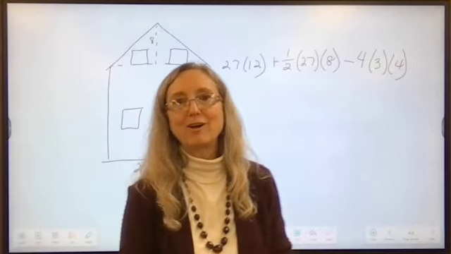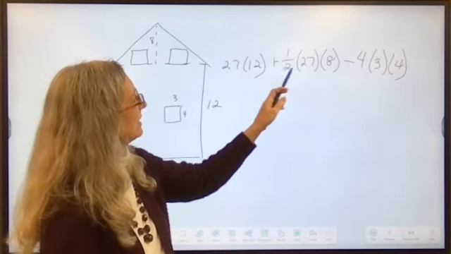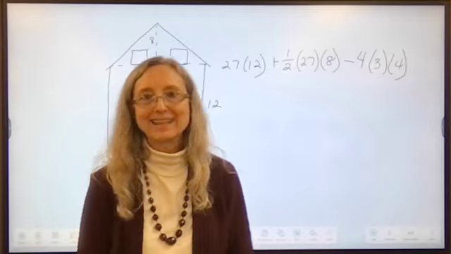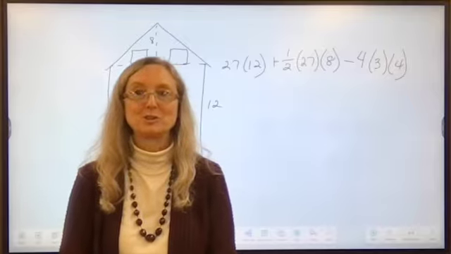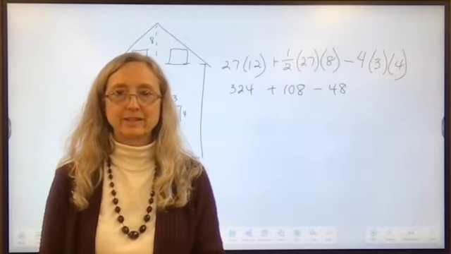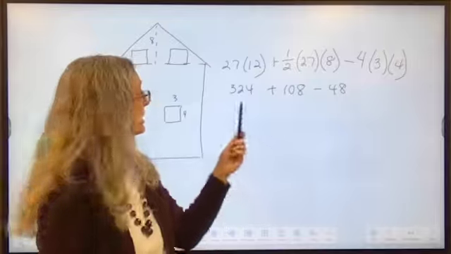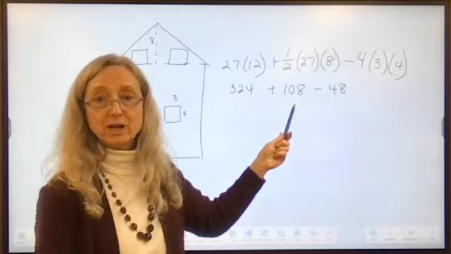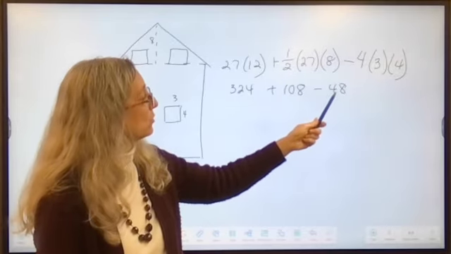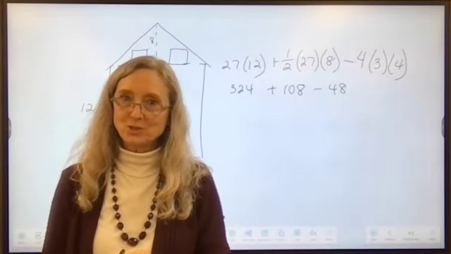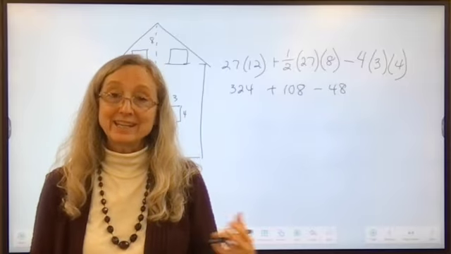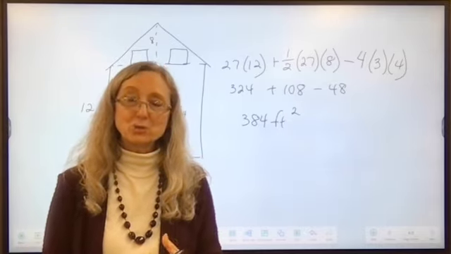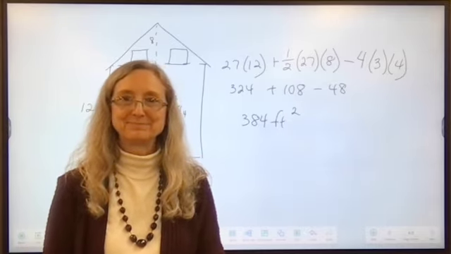So we're going to simplify all that with our calculators. Multiply this, multiply that, add these together, subtract that. That will give us our total area. So taking one section at a time, the rectangle has an area of 324 square feet. The triangular portion up top has 108 square feet. The windows save us 48 square feet of siding. So when I add that all together, that gives me my total area, which is 384 square feet.